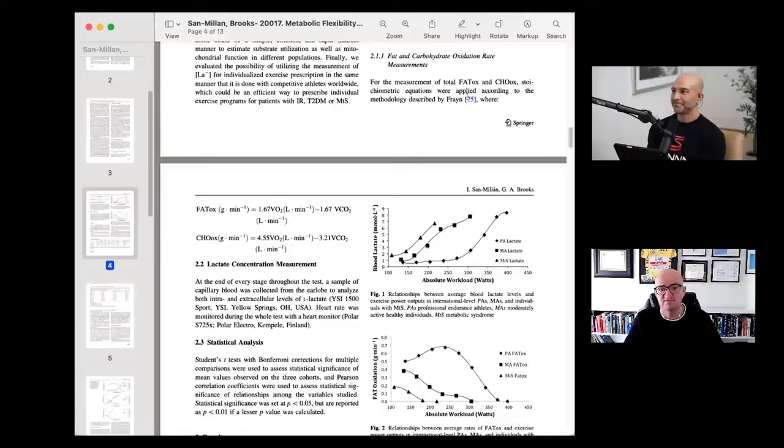Well, we use what Frayn observed already in 1983, and it's Frayn's equation, and it's been validated with stable isotope tracers, and that's what it shows. There's a very high correlation.